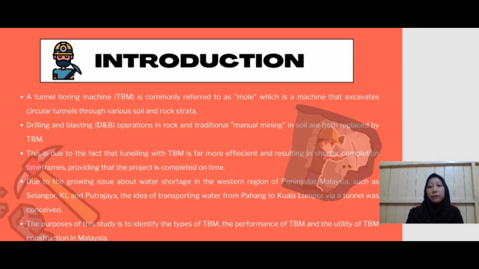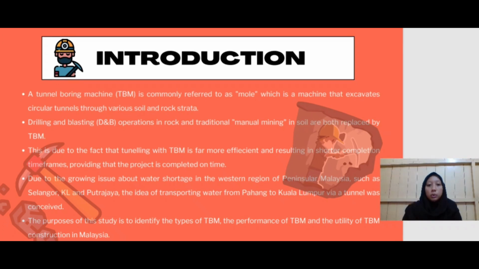How to use TBM effectively? Trenchless construction methods or horizontal directional drilling are commonly used instead of TBMs for tunnels less than 1 meter in diameter. TBMs may also excavate non-circular tunnels such as U-shaped or horseshoe tunnels, as well as square or rectangular tunnels. What is the other method before TBM used in construction in Malaysia? Drilling and blasting, D&B, operation in rock and traditional manual mining in soil are both replaced by tunnel boring machine.